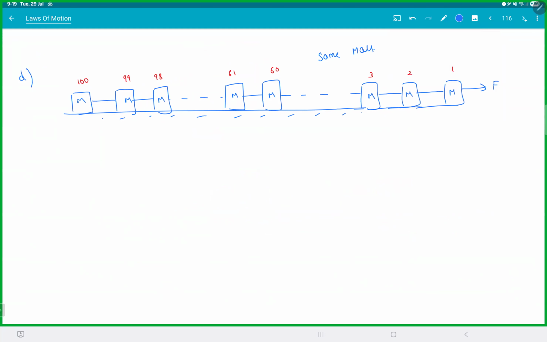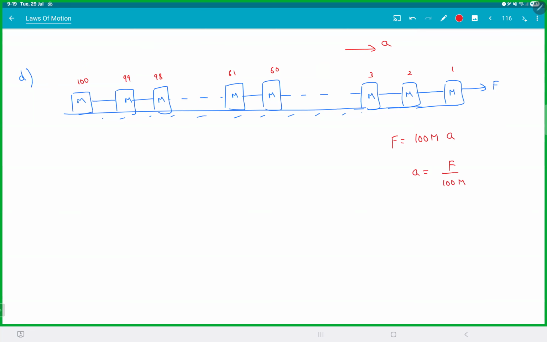3F by 5, that might look right. Again, step 1, choose your system. Start with the process. I'm telling you like a broken tape recorder. Start with the process. Choose your system. What is my system? I will take all the 100 blocks as one system, because they're all going together. Acceleration be A. So we get force is equal to 100m A. So acceleration is F by 100m. Great, I got the acceleration.